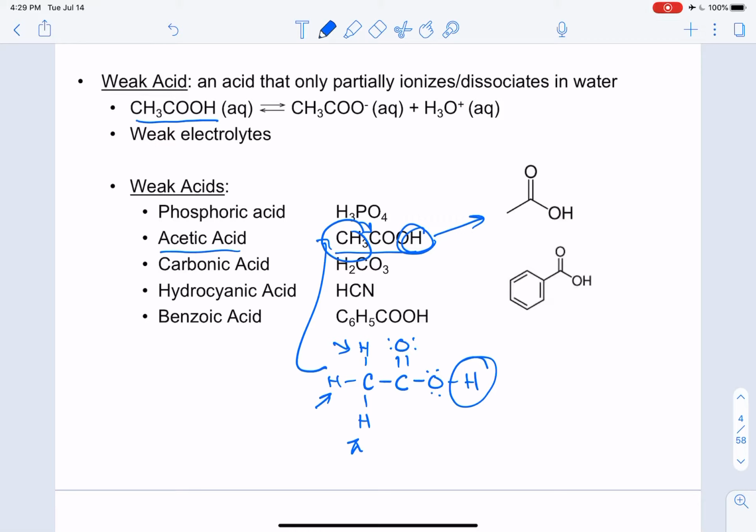So the hydrogens on the left-hand side of the acetic acid, they don't come off. Carbon does not like to release its hydrogens. It will not do that, okay? Oxygen is totally fine to release a hydrogen.